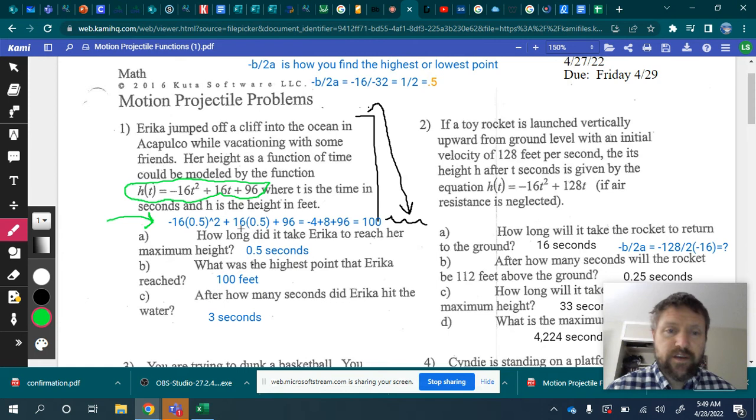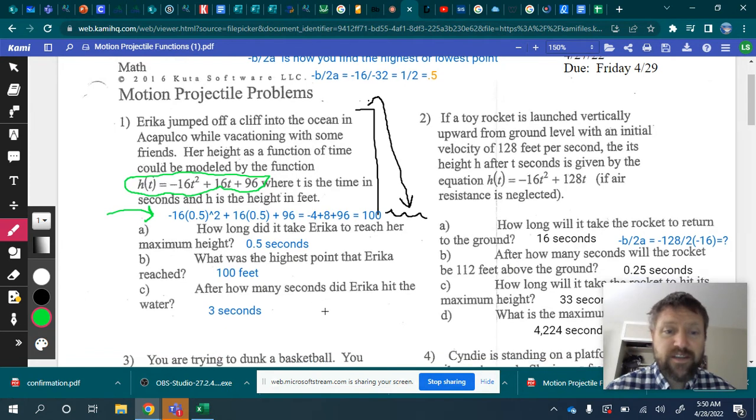We got 100. The second term is 16t, so it's 16 times 0.5 equals 8. That's called the linear term here. And then 96 is the constant term. And 96 is always where we start out at time 0, or at the beginning of a word problem. In her case, she was starting out from a height of 96 feet, jumping into the ocean. So part B was 100.